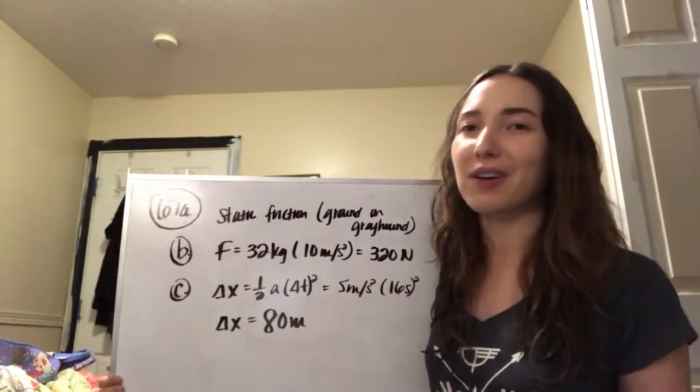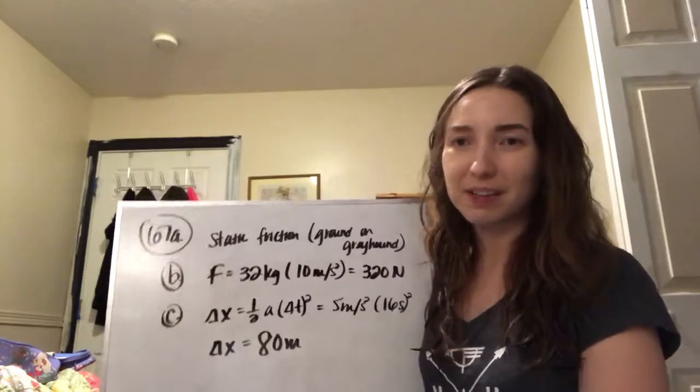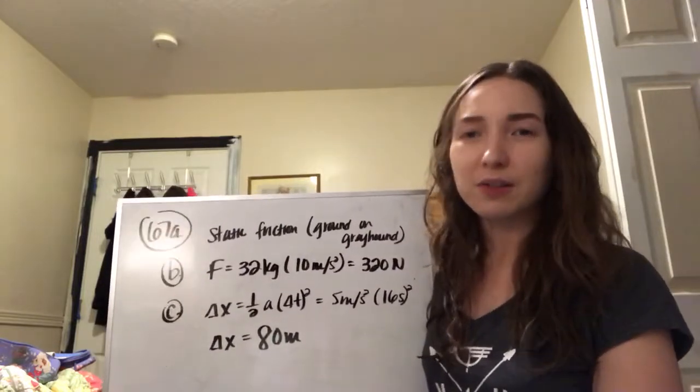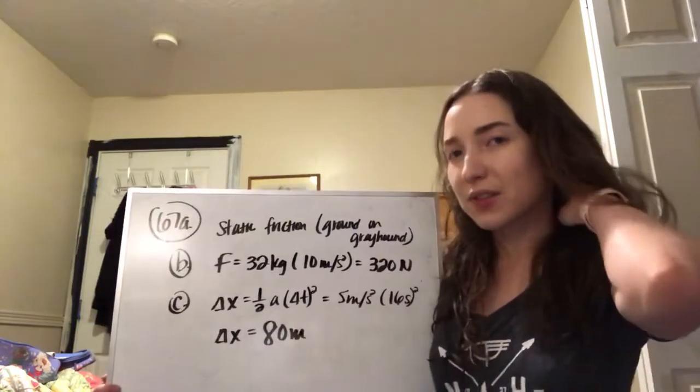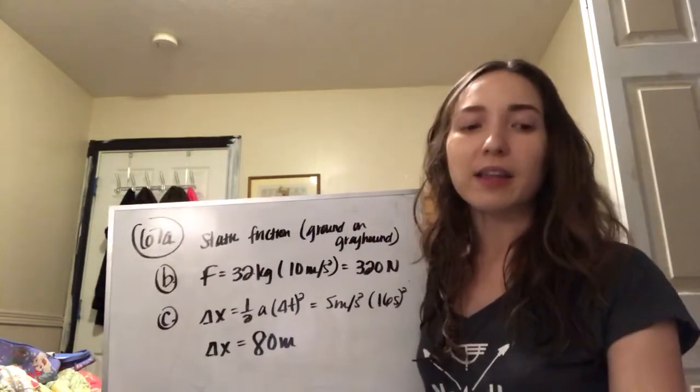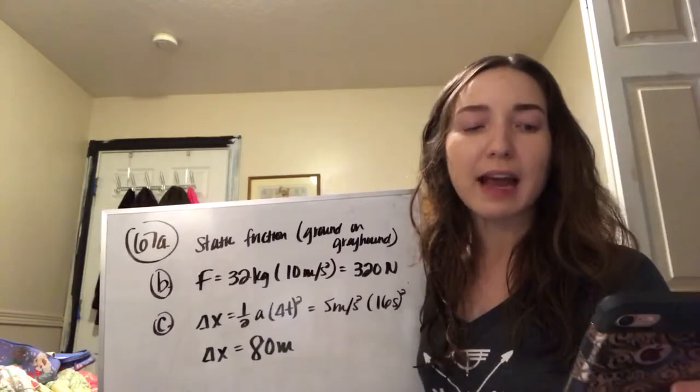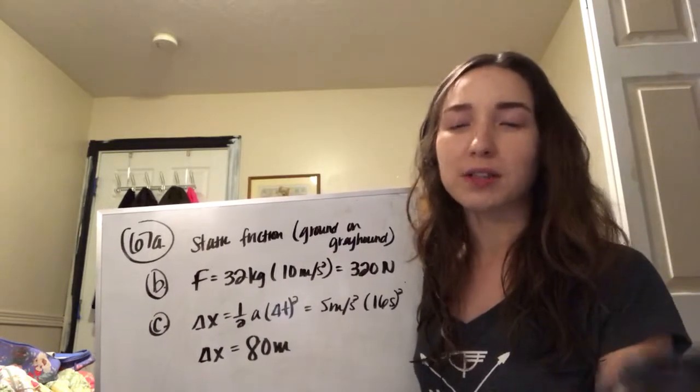And so all it is, force equals mass times acceleration. So 32 kilograms times 10 meters per second squared, that equals 320 newtons. Okay, then for C, what it's asking is how far does the dog run in the first 4 seconds?